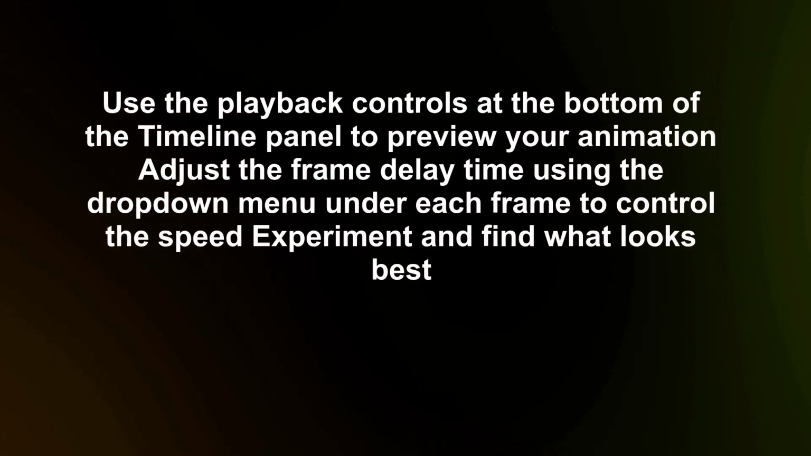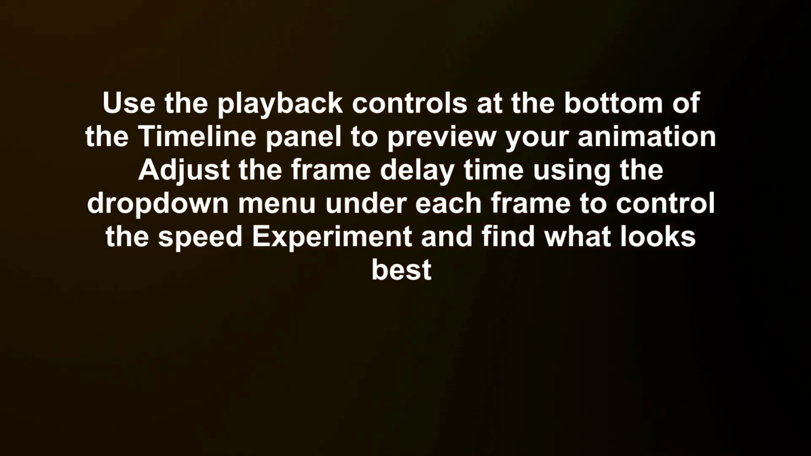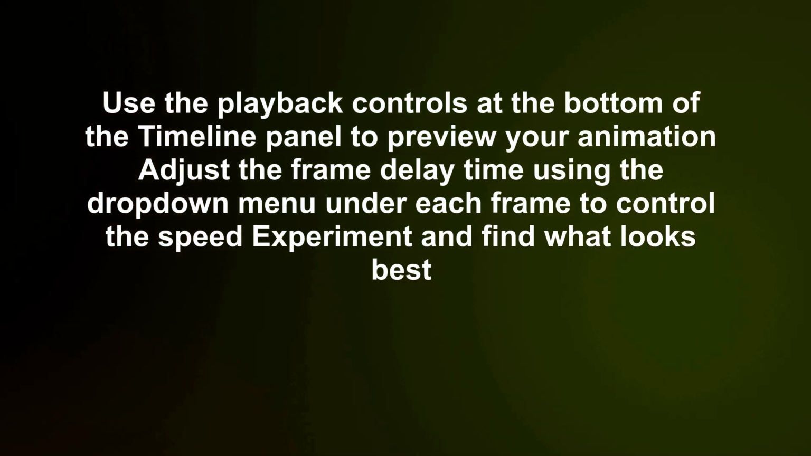Use the Playback Controls at the bottom of the Timeline panel to preview your animation. Adjust the frame delay time using the drop-down menu under each frame to control the speed. Experiment and find what looks best.